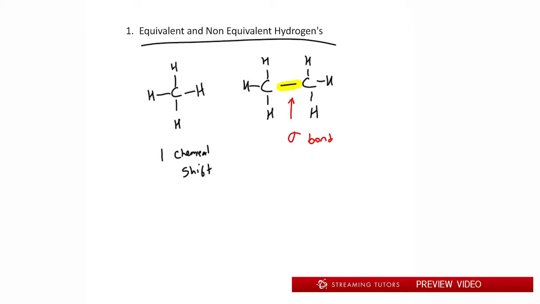So the H on top is going to experience the exact same environment because of rotation as all the other H's. So these three H's are all going to have a chance to be in that same exact environment because of rotation. Now remember, at room temperature, we're constantly rotating, so it's constantly going through this process. So all these H's have the exact same environment around them.